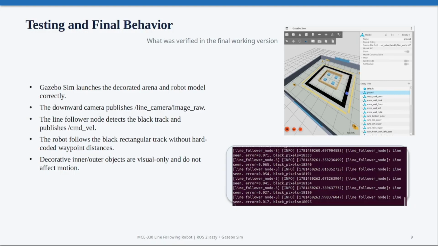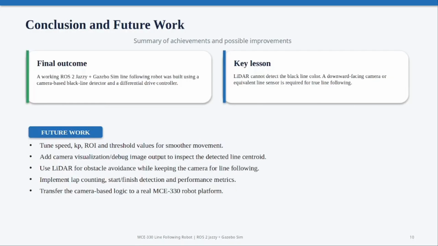The decorative inner and outer objects are visual only, so they do not affect robot motion. If there is a terminal screenshot on this slide, it shows the ROS topic outputs used to verify the system. For example, cmd_vel shows the velocity commands and line camera image row confirms that the camera is publishing image data.